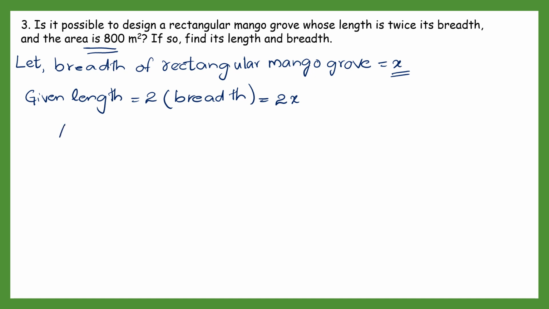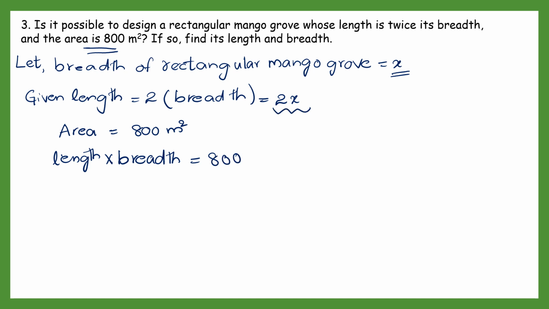It is a rectangular mango grove. Area they have given is 800 meters square. What is the area formula of a rectangle? It is length into breadth. This will be equal to what? 800 meters square. Length is assumed as what? We got length as 2x. 2x into x is equal to what? 800. x into x, x square.